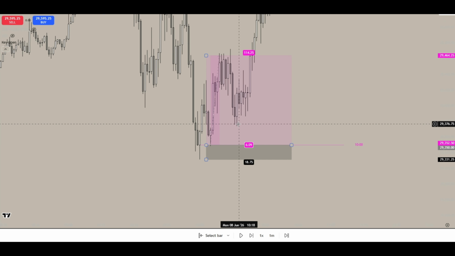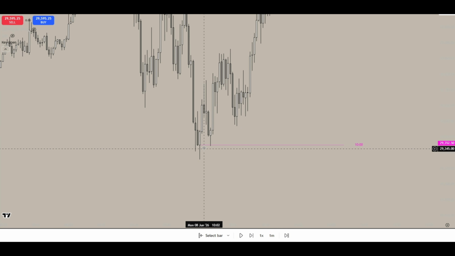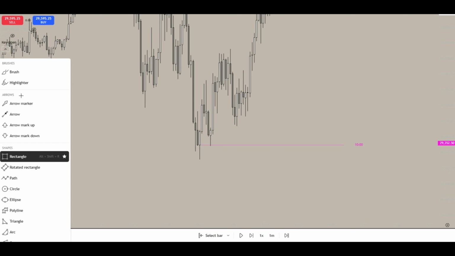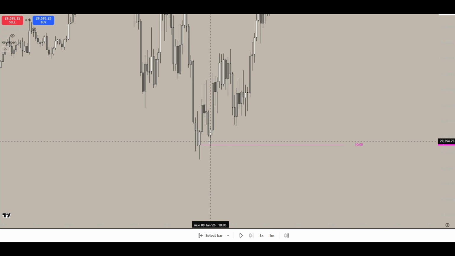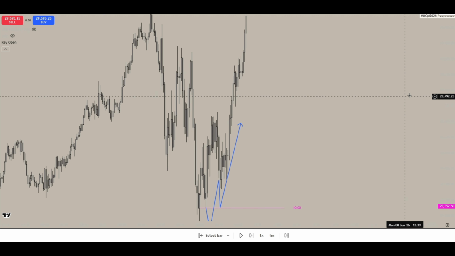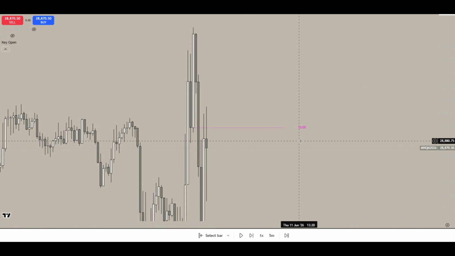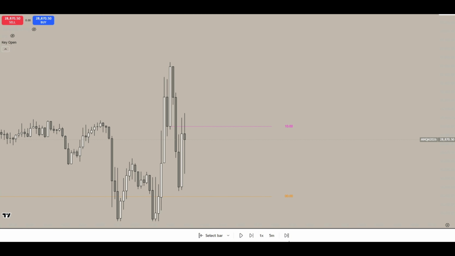So if this, let's say, manipulates down one more time, comes back up, gonna draw it out as a path, so it's kind of more visual. If we were to come back down, sweep this, get a manipulation above, and then tap it, this is obviously still a valid 10 AM. Not every single good looking 10 AM is gonna work. So, gonna give you guys a good example of 10 AM just not working. This was yesterday.